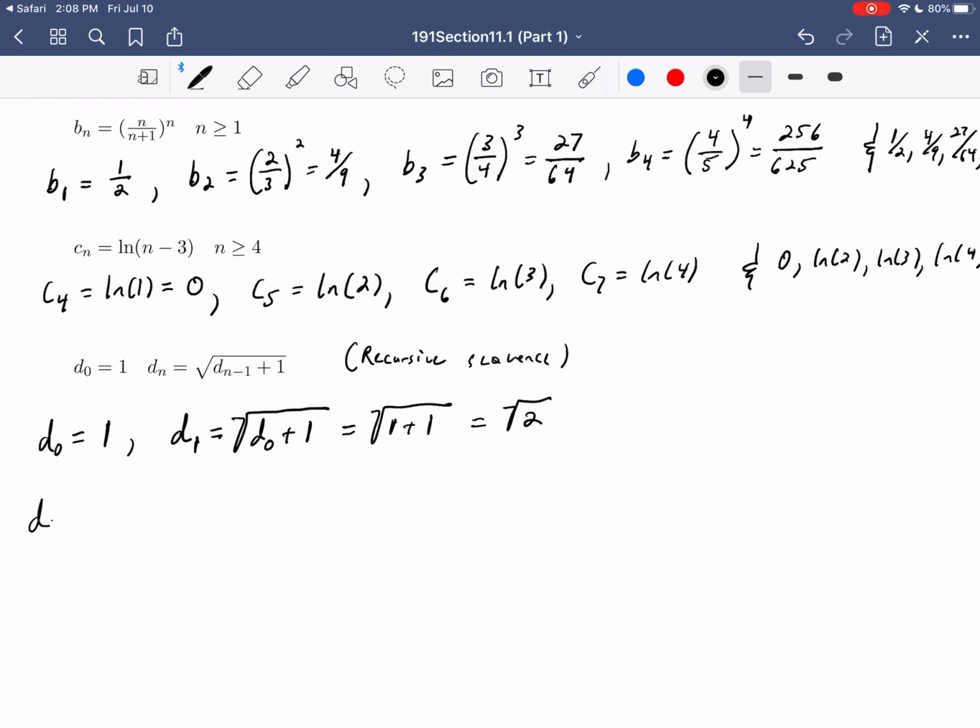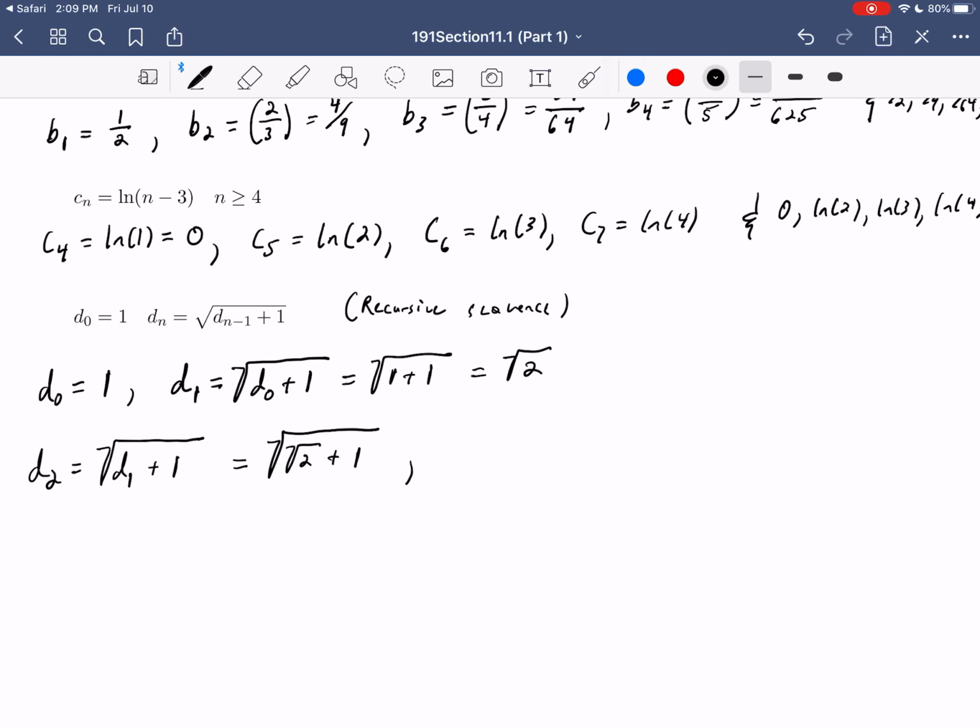Then to get d2, I could again use this formula here, and I could say it's the square root. Notice that if I have a 2 here, then down here I'd have 2 minus 1, so I'd have d sub 1 plus 1. And then I could say, well, I know what d sub 1 is. It's square root of 2. So I would end up with the square root of the square root of 2 plus 1.